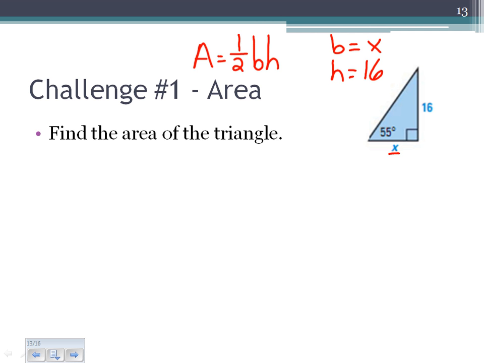You're going to need to find the base first, which is x. Once you find the base, then you can plug it in to find the area. Please make sure that the value you get for x makes sense. Look at your triangle. Should the value you get for x be bigger than or smaller than 16? Smaller. So if you get a number that's bigger, you know you've made a mistake.